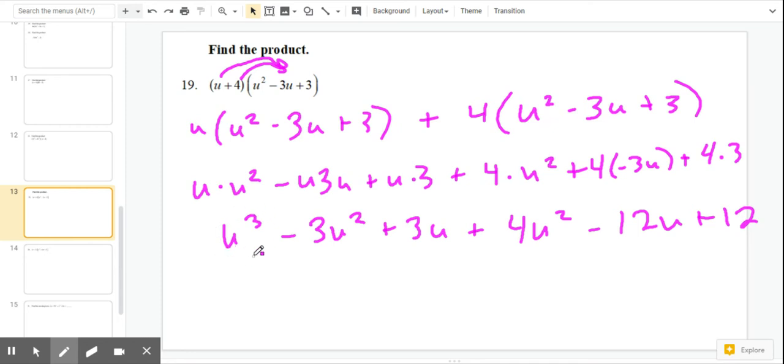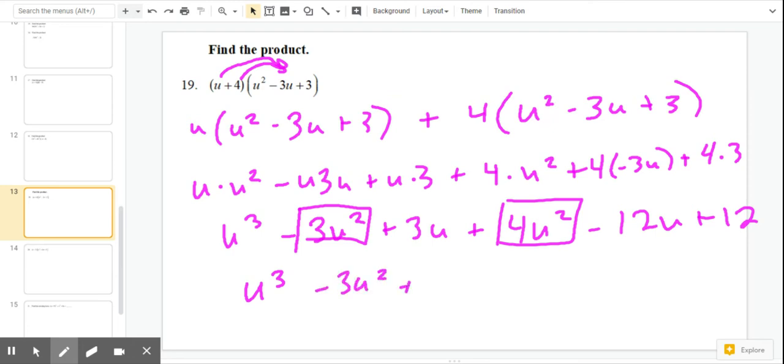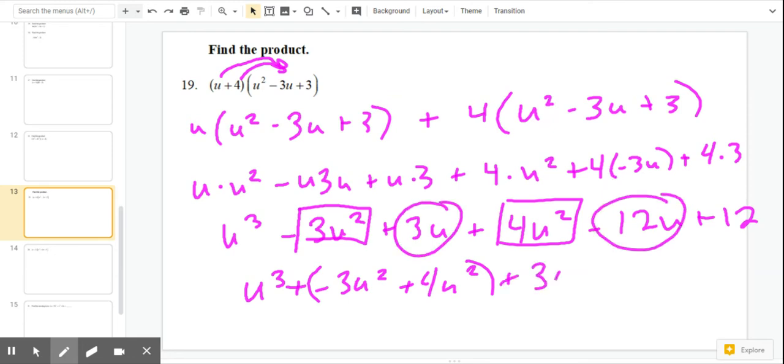So first, let's look at our u cubed. I don't see any other u cubed, so that's all alone. Then let's look at our u squared. So we've got a u squared right here, and we've got a u squared right here. So then we have minus 3u squared plus 4u squared. And then we have 3u and we have negative 12u, so plus 3u minus 12u, and then 12 is the only constant term.